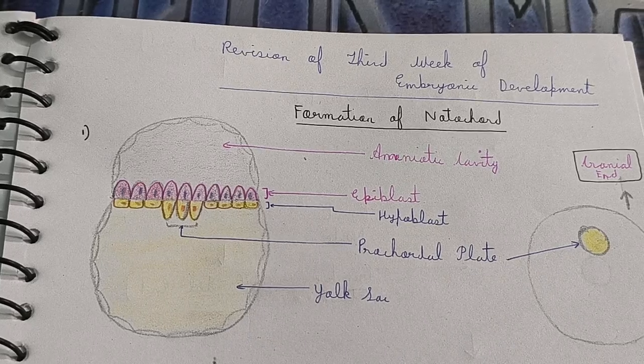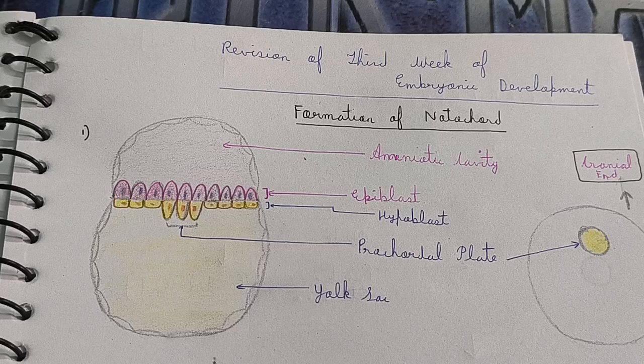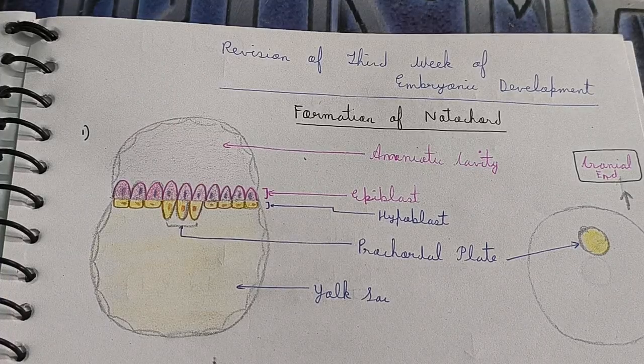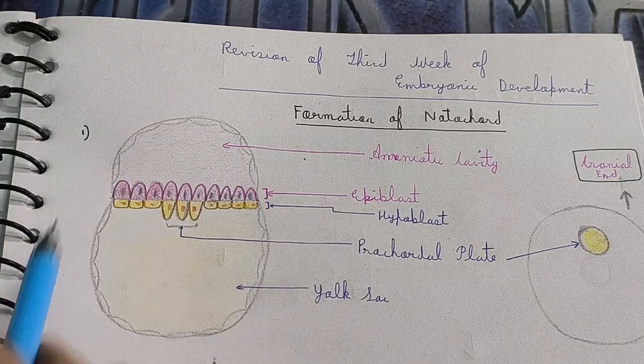So let's do a revision of the third week of embryonic development, and here you will know what the important events taking place in the third week of embryonic development are. The first one is about the formation of the notochord. So here these are the steps.